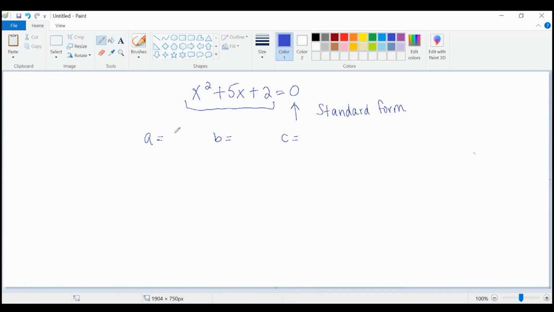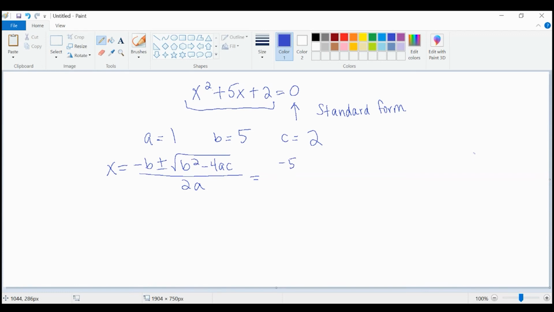A, recall, is the coefficient of the x squared term, so that is 1. B is the coefficient of your linear term, so that is 5. And C is your constant, so that equals 2. Our formula again is x equals the opposite of b plus or minus square root b squared minus 4ac all divided by 2a. So if we substitute in our values from this equation, we will have the opposite of 5.